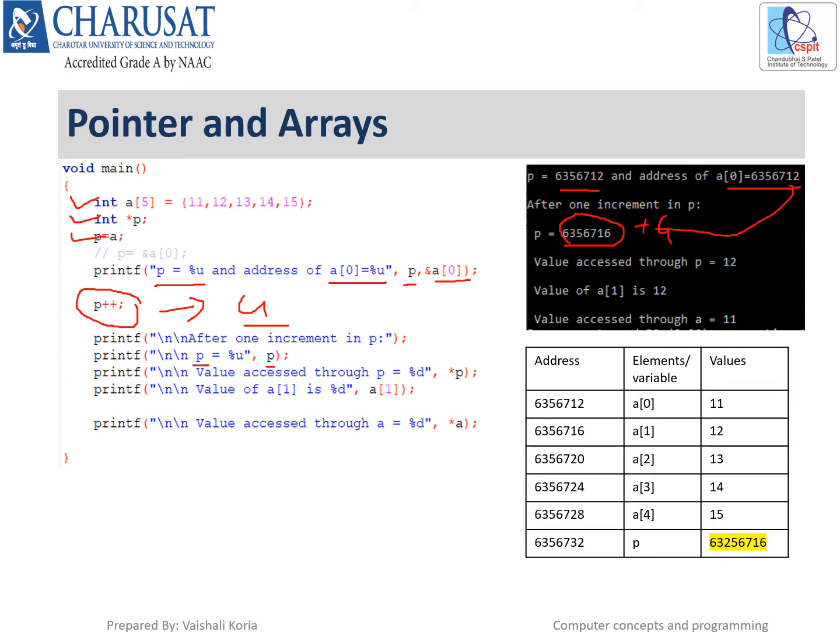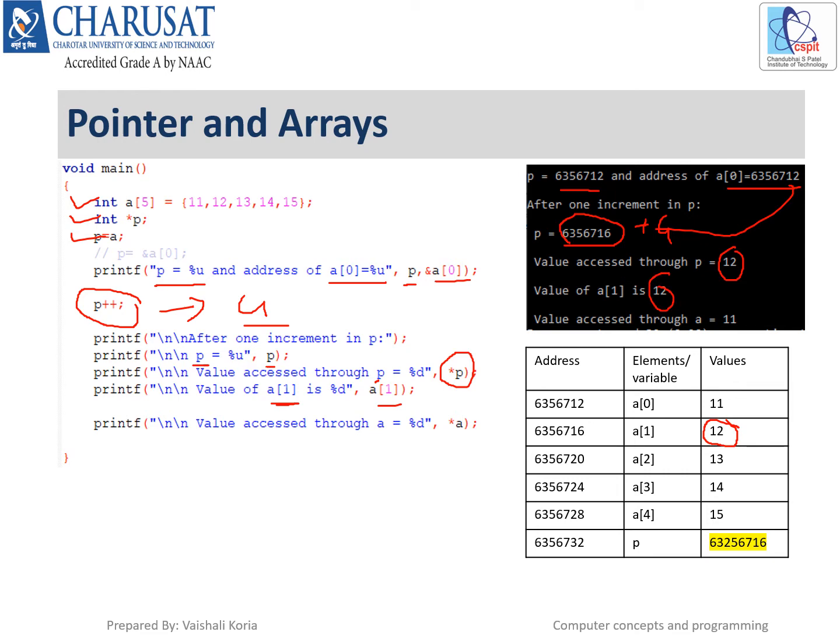Okay, now if you access the value through this p variable, star p, it will print the next value of the array. This is 12, because initially p was pointing to the first element, but after incrementing it by 1, it will point to the next element of the array. And in the same way, if you want to access the same value using a of 1, then also it will give you 12. So there are different ways to access the array elements.